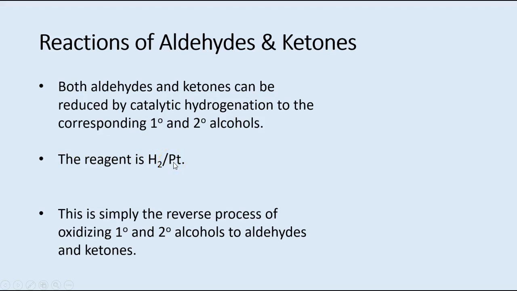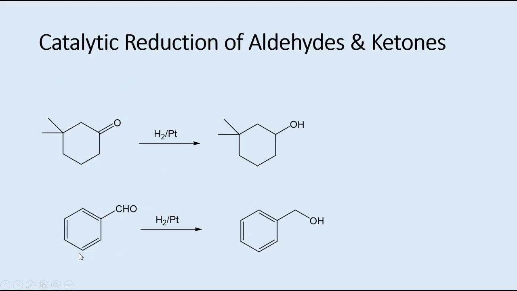You'll remember with alkenes and alkynes, it was hydrogen on palladium. For carbonyl groups, this is hydrogen on platinum. And in this case, it's simply going to be the reverse of what we learned earlier about oxidizing alcohols. If you can oxidize a secondary alcohol to a ketone, then you can reduce a ketone to a secondary alcohol. If you can oxidize a primary alcohol to an aldehyde, then you can reduce an aldehyde to a primary alcohol.